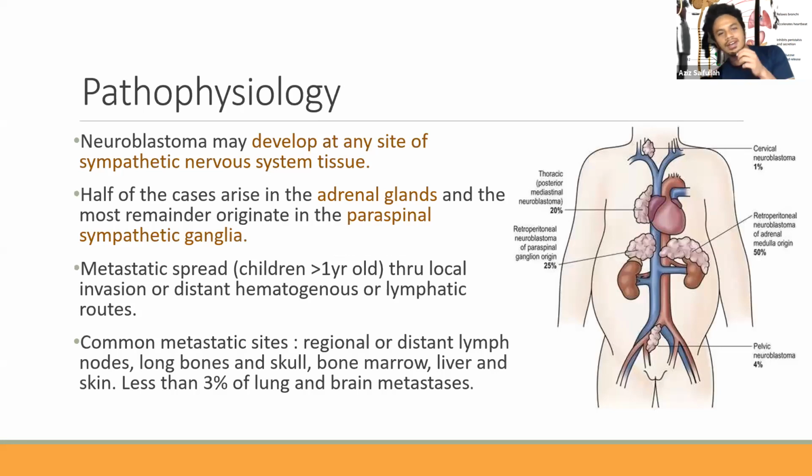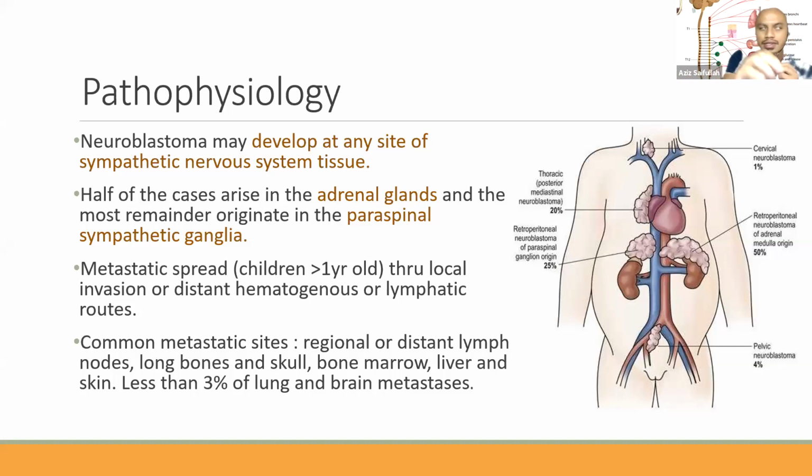The pathophysiology: as we all know from the definition, it is basically any growth in any site of sympathetic nervous system tissue. So it grows in either the adrenal glands or the paraspinal sympathetic ganglia. It can be in any part of the sympathetic ganglia. About half of the cases are in the adrenal glands, but the remainder originate in the paraspinal sympathetic ganglia, which can present with a variety of clinical presentations.